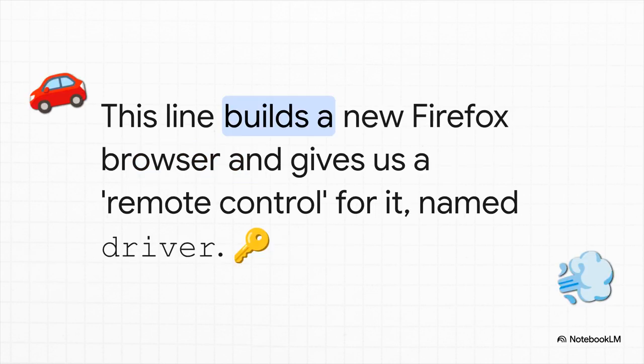This one line is basically us turning the key in the ignition. We use the Builder, we tell it we want a Firefox browser, and then we tell it to build. That keyword await is crucial. It tells our script to pause and wait until the browser is fully up and running. Then we assign control of this new browser to a variable called driver. This driver is now our remote control for everything else we're going to do.